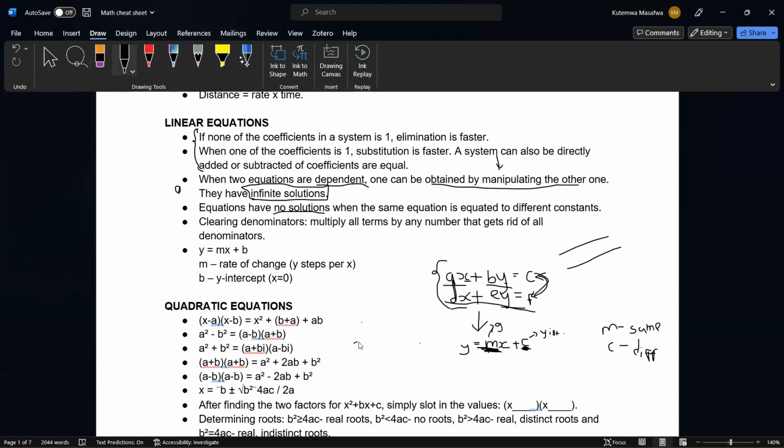So let's say we have 2x plus, we'll make b the constant, by is equal to 4. Then we have 4x plus 8y is equal to 5.